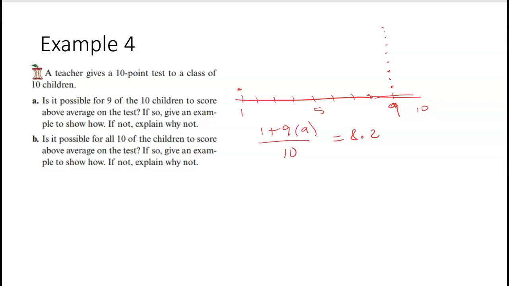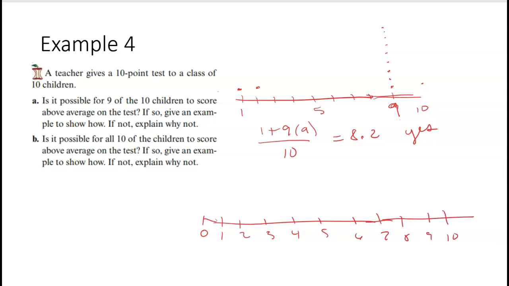So did these 9 students score above the average? Yes, they did. And we could do it a couple different ways. What if a student scored a 2 and the rest scored 10s, or a 0 and they all scored 10s, right? So it is possible. Is it possible for all 10 students to score above the average? Okay, let's think about it. Someone could score a 0, up through 10. All right, is it possible for all 10 to score above the average?